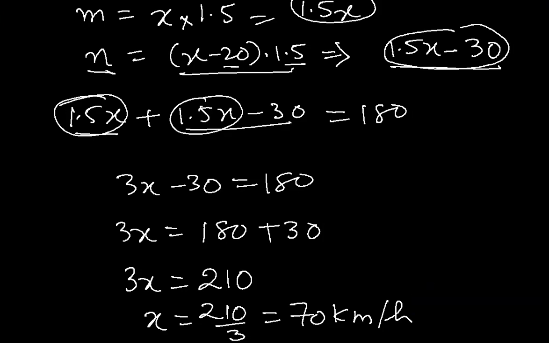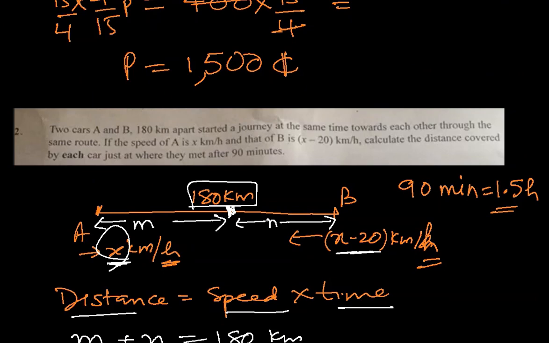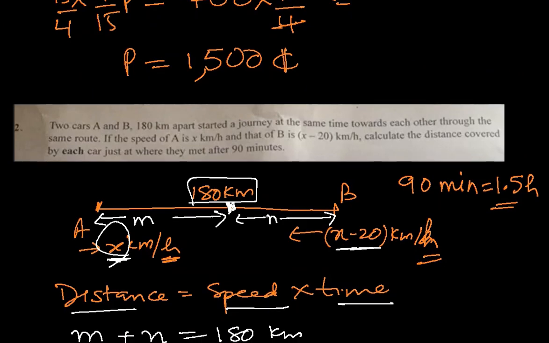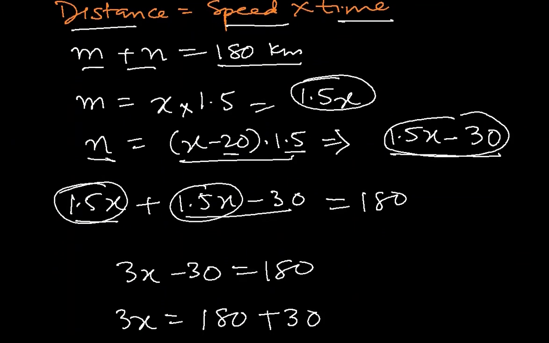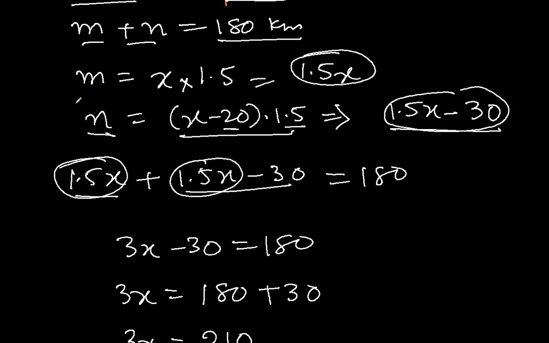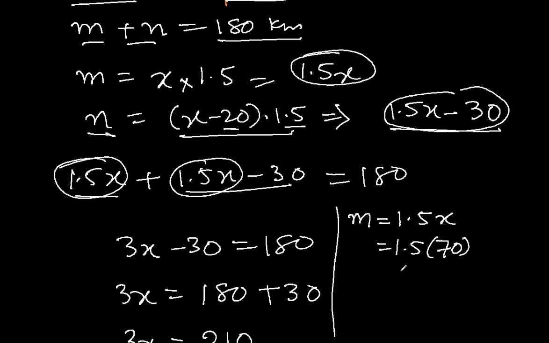So let's see what they are asking. Calculate the distance covered by each car. So they're not asking x, they're asking the distance. Basically they're asking what is M and what is N. So let's find M equal to 1.5 times x, which is 1.5, and x is now known to us, 70, which will be 105 kilometers.